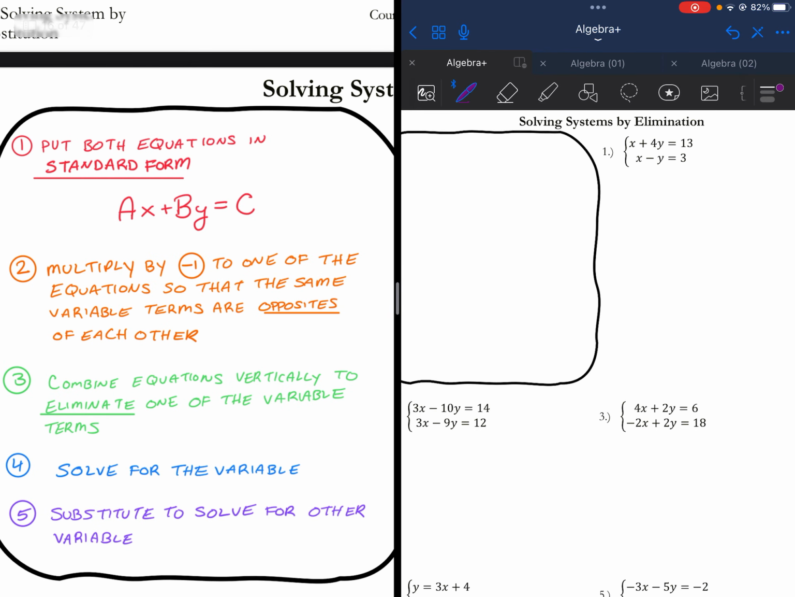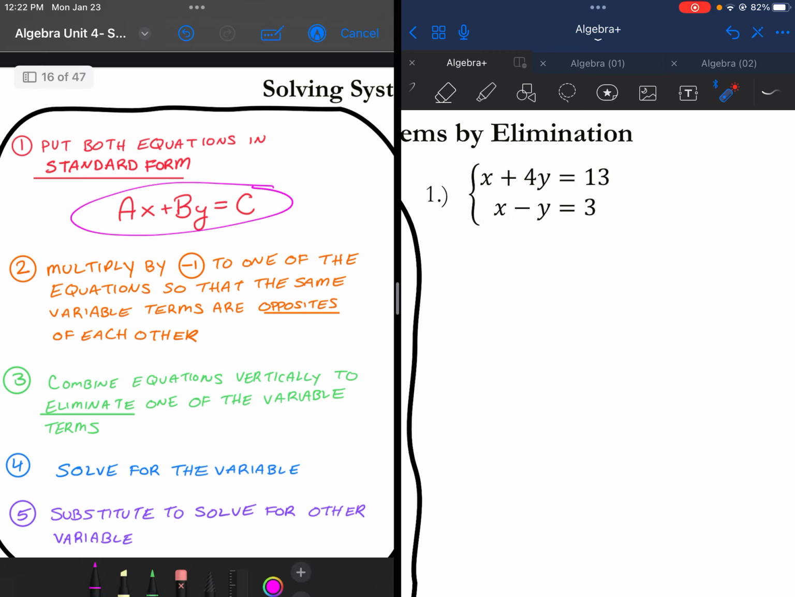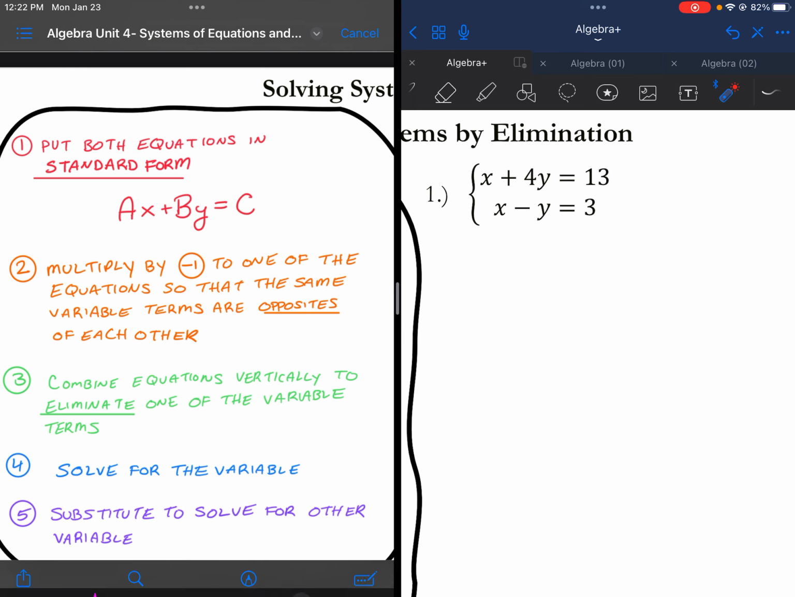So again, step 1 is to make sure both equations are in slope-intercept form. These two are both in slope-intercept form, as you can see, right? Oh, sorry, not slope-intercept form, standard form. We want variables on one side, constants on the other, right? It's in the ax plus by equals c format for standard form.